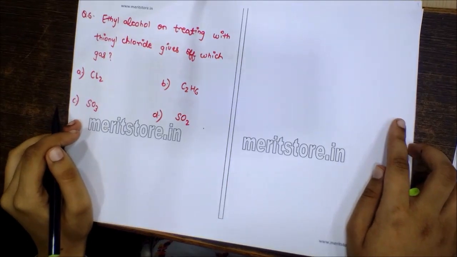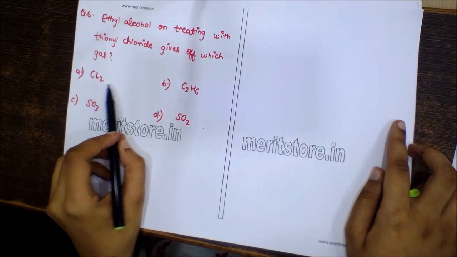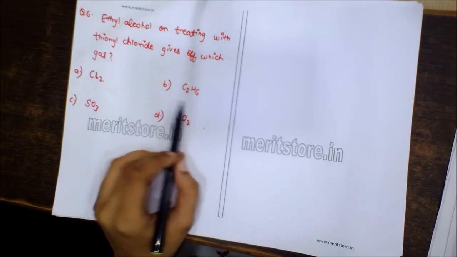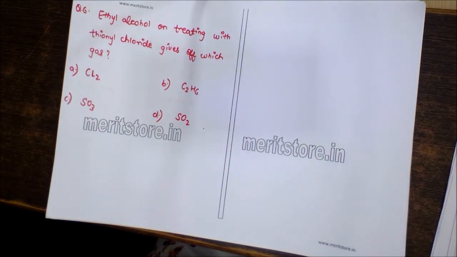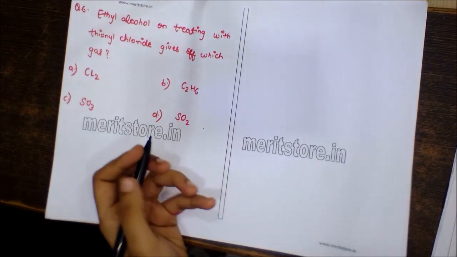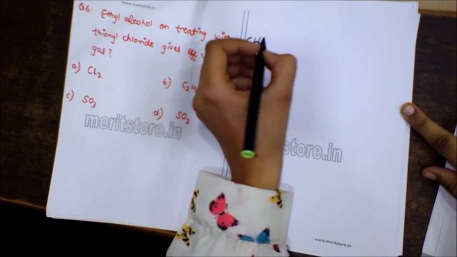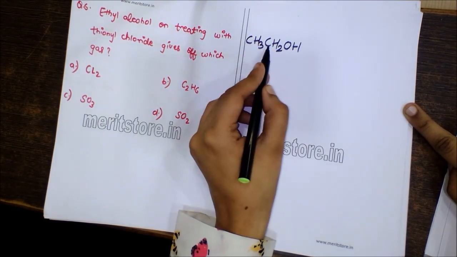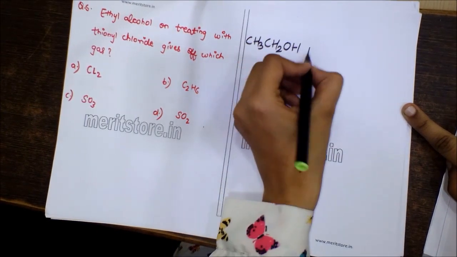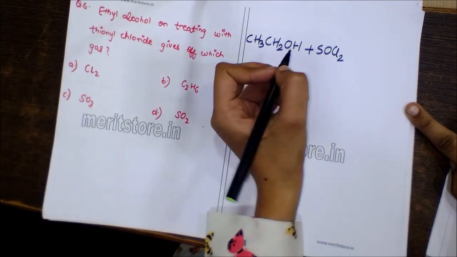Question 6. Ethyl alcohol on treating with thionyl chloride gives off which gas? A. Cl2, B. C2H6, C. SO3, D. SO2. So over here we'll first write the formula. This is my ethyl alcohol, two carbons attached with an alcohol group, plus thionyl chloride. Thionyl chloride is SOCl2.